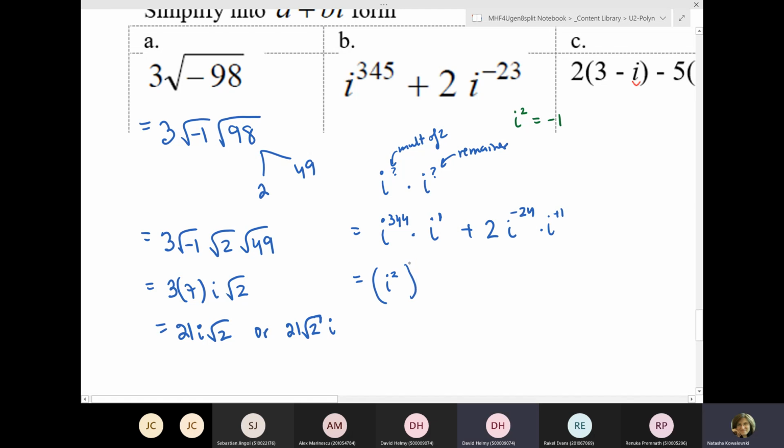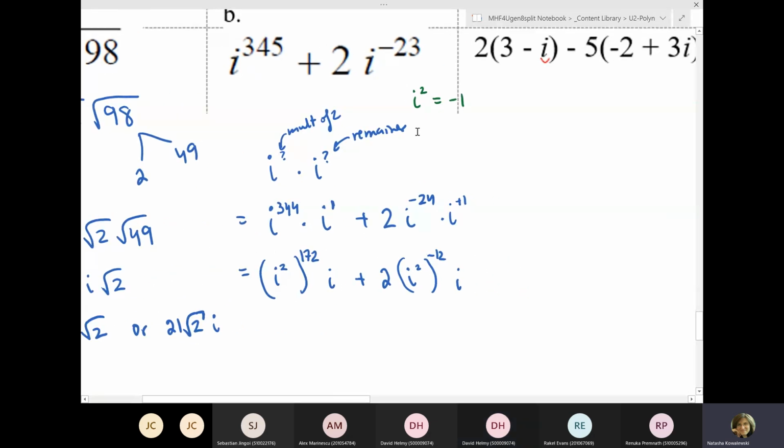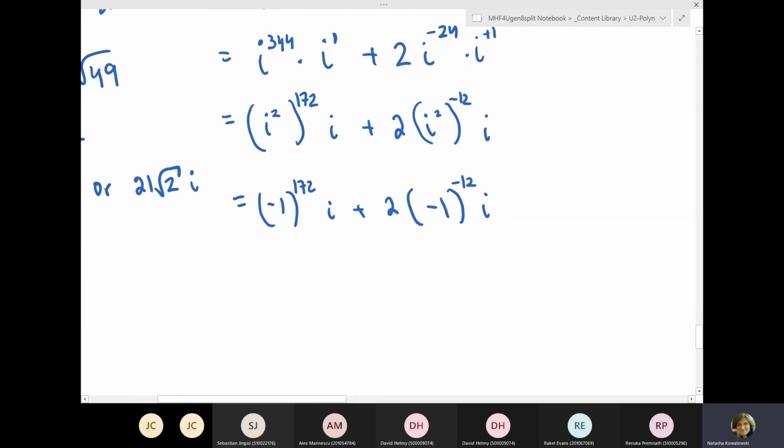172. Nice. 172, and then the i beside that. Same thing here, we'll have i squared with a new exponent. What would be that new exponent? Negative 12. Negative 12, and then we have the i. So why is this useful? Well, because we know that i squared is -1, we can just replace this with -1 with 172, i plus 2, -1 with exponent -12, and i after that. Are you okay with that so far, David?